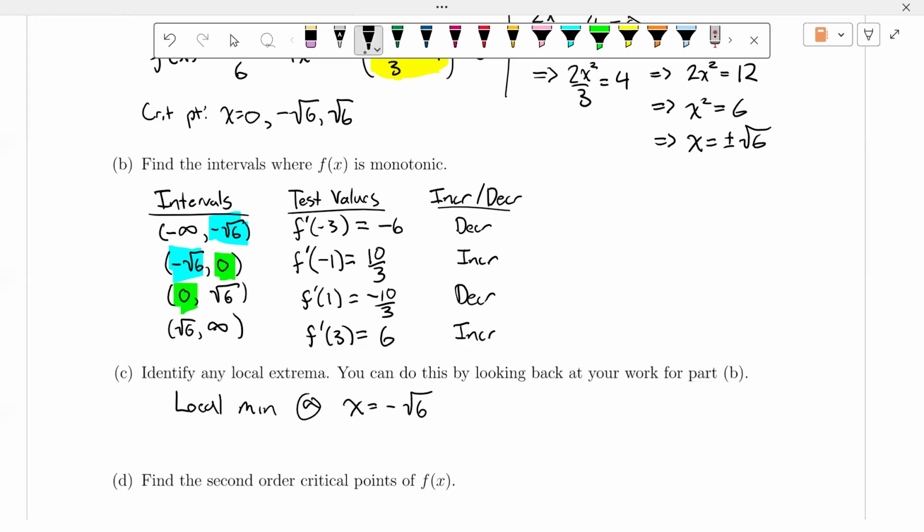All right, let's take a look at the next one at 0. What sort of thing do we have there? Local max, that's correct, because it goes from increasing to decreasing. Local max at x equals 0. And last of all, we have positive √6. What do you think? Min is correct. All right, there we go.